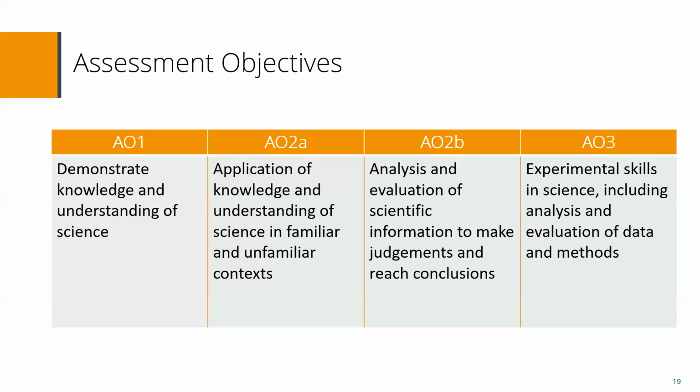AO2A, and you can see AO2 is split into 2 parts. AO2A is about the application of knowledge and understanding of science in familiar and unfamiliar contexts. So this is where they have to take what they have learned and understood from your teaching and apply that to both familiar and unfamiliar contexts. So if they were asked, for example, to explain the shape of the hydrogen sulfide molecule, that would be classified as AO2A, because hydrogen sulfide is not mentioned on the specification, but water is, and so they should apply their knowledge of water to hydrogen sulfide to come up with an answer.